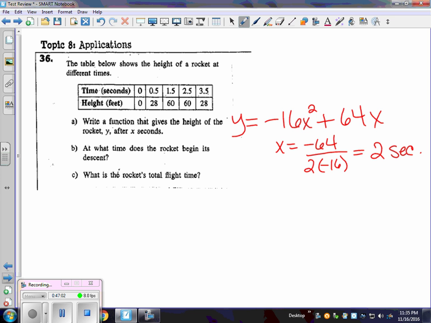What is the rocket's total flight time? For total flight time, we want to know when it lands. It started off the ground because we had no c, and now we want to know when it's going to land. So we're going to take negative 16x squared plus 64x and, am I setting it equal to 0, or am I plugging 0 in for x? We want to know flight time. Remember I told you yesterday, the day before, if we want to know time, that's the x. We're given the height of 0, so we're going to set this equal to 0.